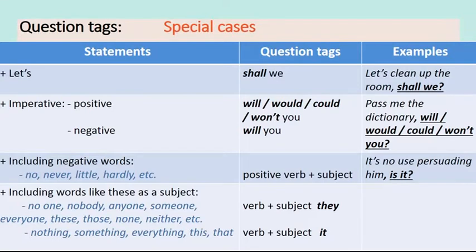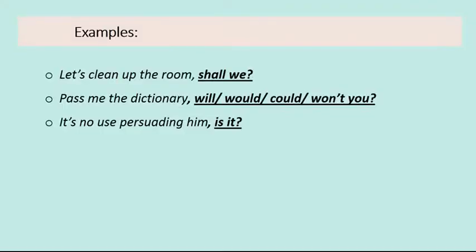Trong trường hợp mệnh đề có chứa các từ như no one, nobody, someone, everyone, these, those, none, neither làm chủ ngữ, thì chủ ngữ trong câu hỏi đuôi sẽ là đại từ they. Nếu mệnh đề có các từ làm chủ ngữ như nothing, something, everything, this, that, thì chủ ngữ trong câu hỏi đuôi của những mệnh đề đó là it. Look at the following examples.